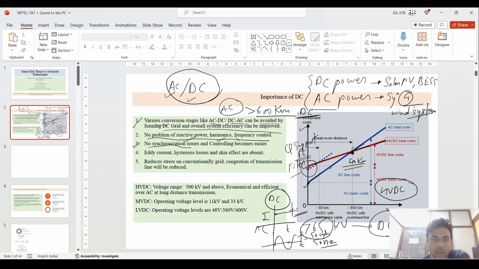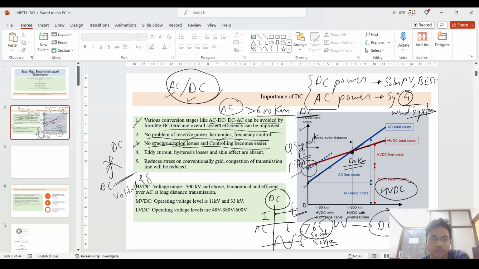Coming to the third part, that is synchronization issues, and controlling becomes easier. In DC there is no concept of frequency, so synchronization between different DC systems becomes very easy because you don't have to synchronize; you only have to check the voltage and the angle. Coming to the fourth advantage, that is eddy current, hysteresis loss and the skin effect.